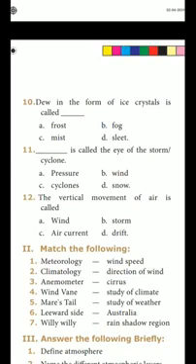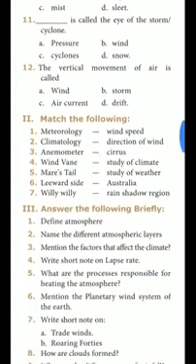Once again, I am reading the first one. 3, 4, 5, 2, 1, 7, 6. Okay. Meteorology, study of weather. Climatology, study of climate. Anemometer, wind speed. Wind vane, direction of wind. Mare's tail, cirrus. Leeward side, rain shadow region. Willy Willy, Australia.